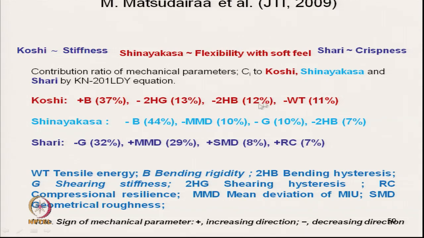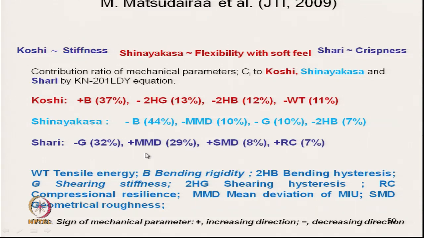Similarly, Shari is the crispness of the fabric. If the fabric shear stiffness is high, it will have a less crisp value. So, crispness we are getting from the G value, that is shear stiffness, which is negatively correlated, and very highly positively correlated with mean deviation of mu.